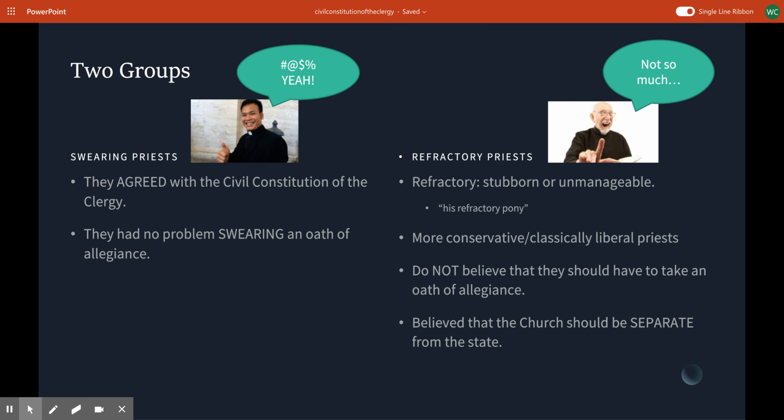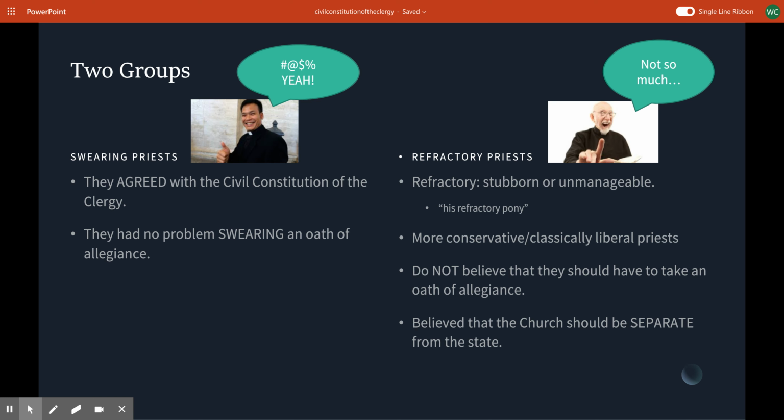Now, who are these people, right? The swearing priests are the guys that were totally on board with the civil constitution of the clergy. They're very excited, so excited, we just can't even say what they were really thinking, right? Probably wasn't appropriate, but they're totally cool with this stuff. These swearing priests had no problem swearing an oath of allegiance, obviously. So see what I did there? They were for swearing, right?